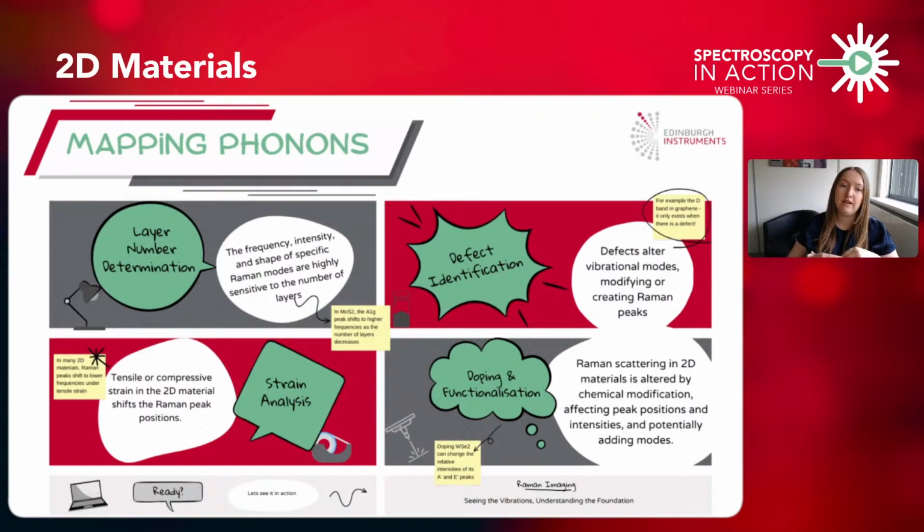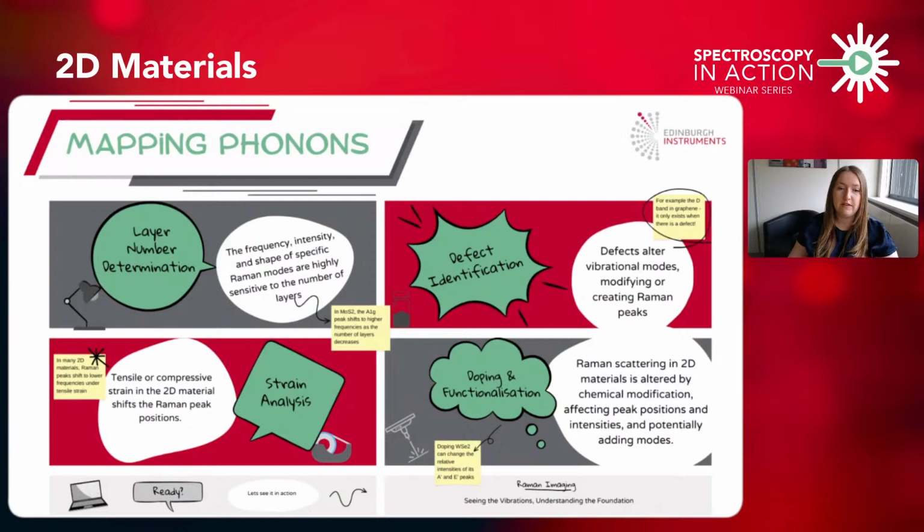We can also identify defects. Structural imperfections will change the local vibrational environment, which in turn will change your Raman spectrum. So we can either see changes to your fundamental peaks, or we can even see the creation of brand new vibrational modes. A prime example of this is in graphene, where your D band will only exist when there are defects present. So we can use Raman to map across your sample to see which areas are particularly high in these structural imperfections, such as vacancies, your edges, and your grain boundaries.